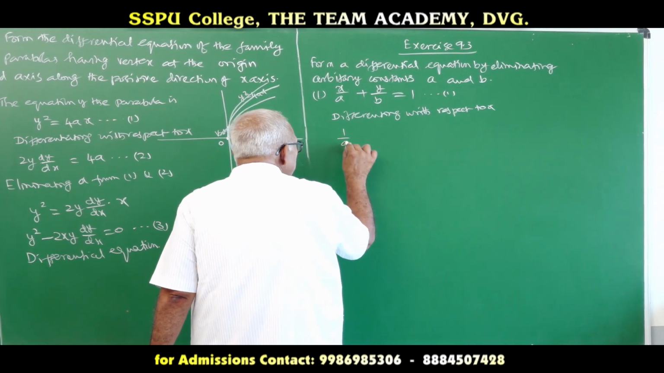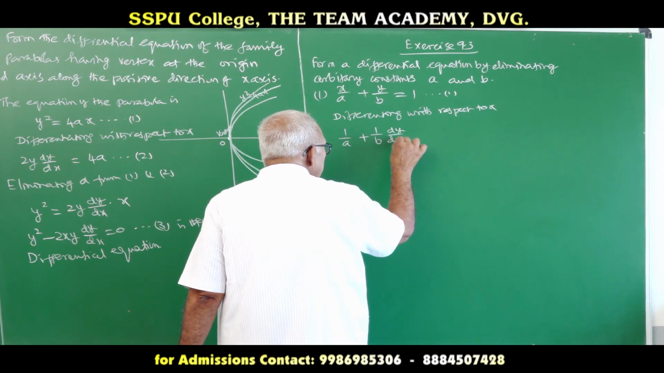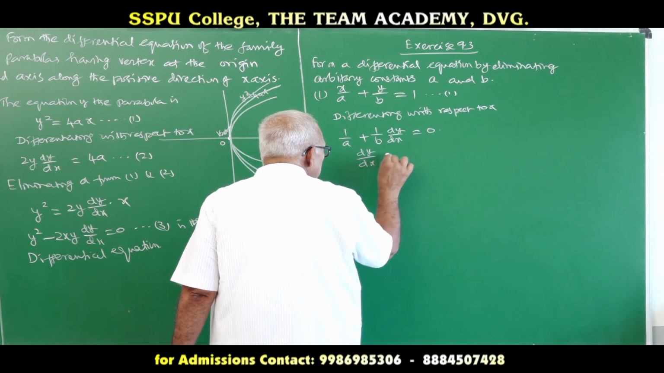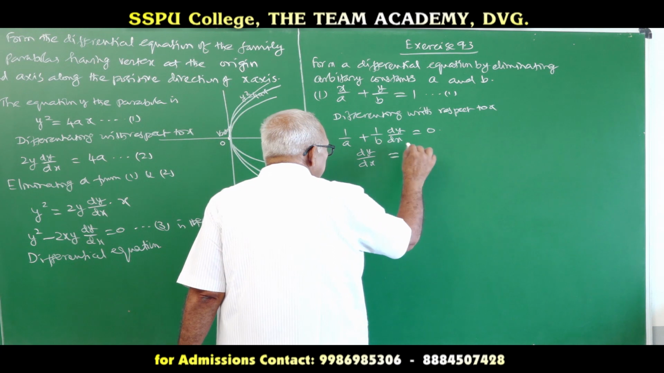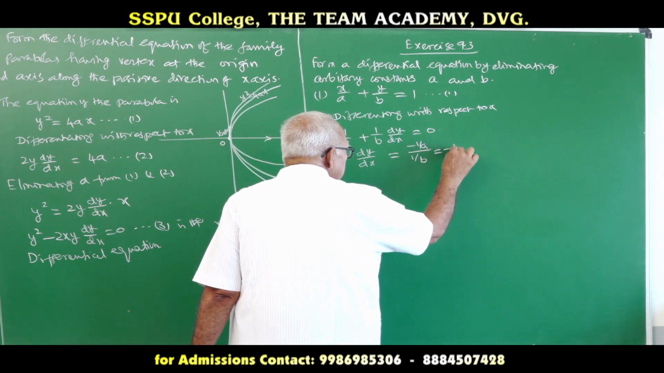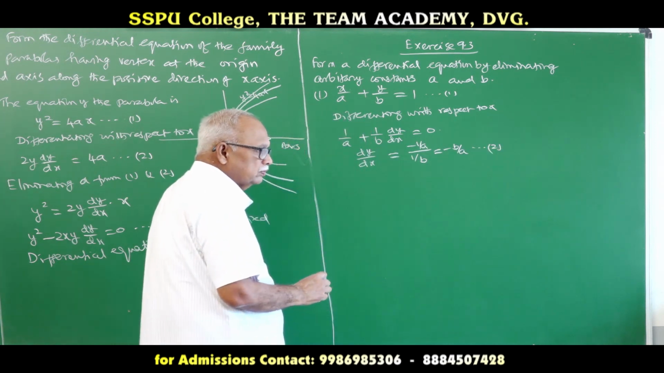So, 1 by a plus 1 by b dy by dx is equal to 0. So, dy by dx is equal to, what is dy by dx? Minus 1 by a by 1 by b, that is equal to minus b by a. Keep this as equation 2.